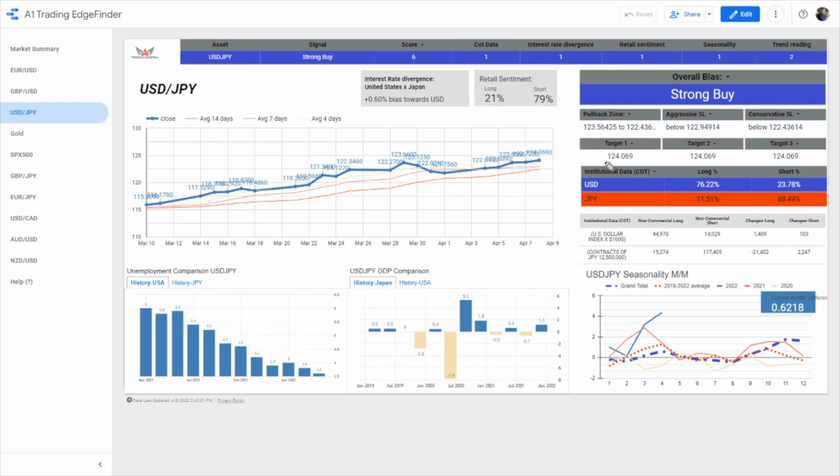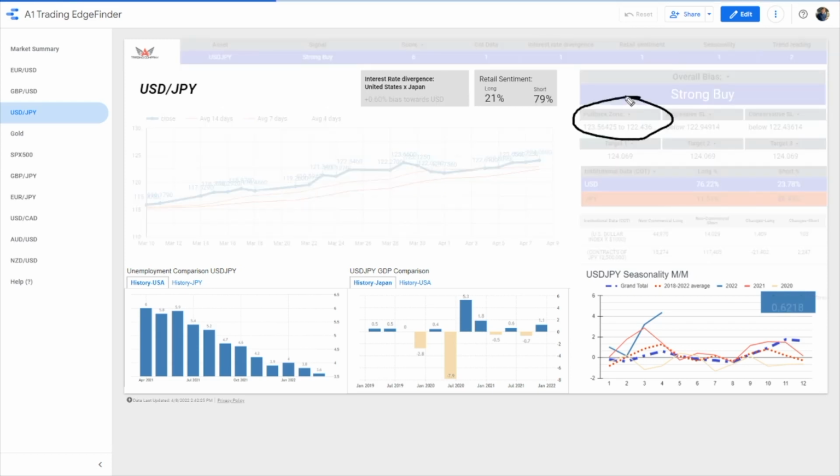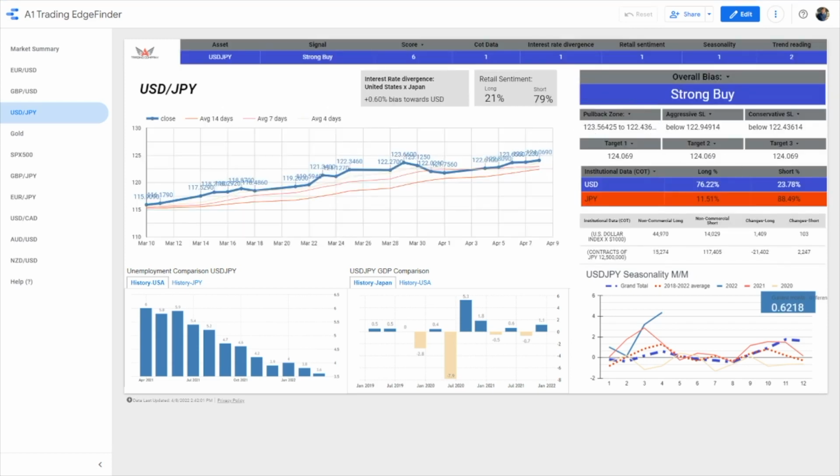So where could you see this market going next? We have ideas at 124.06, right? So you get an aggressive stop loss, you get conservative stop loss, a potential range to look for entries, etc., etc. And there you go. You can see it's updating with new data as we go along.